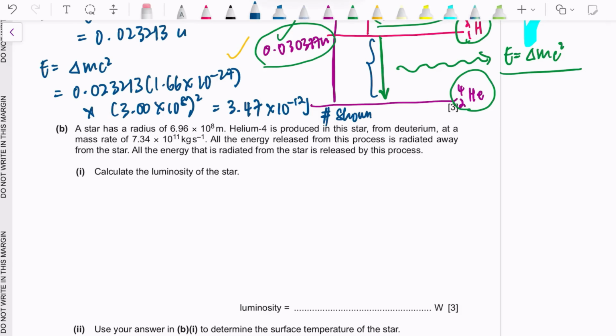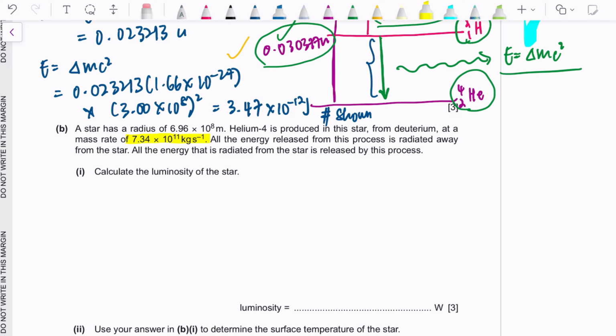Okay, now let's move on to question B. A star has a radius of 6.96 times 10 to the power of 8 meters. Helium-4 is produced in this star from deuterium at a mass rate of 7.34 times 10 to the power of 11 kilograms per second. All the energy released from this process is radiated away from the star. All the energy that is radiated from the star is released by this process.